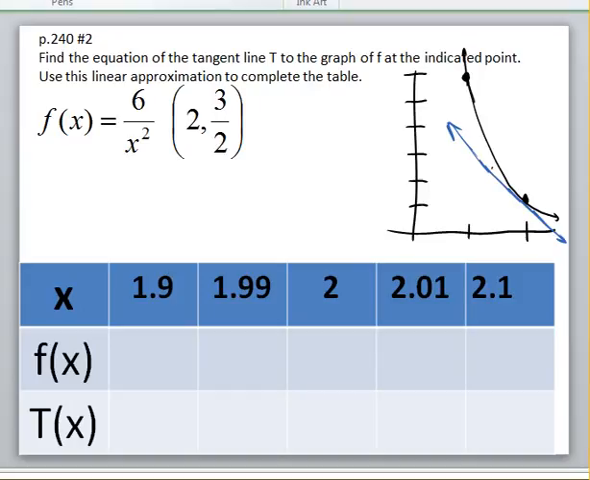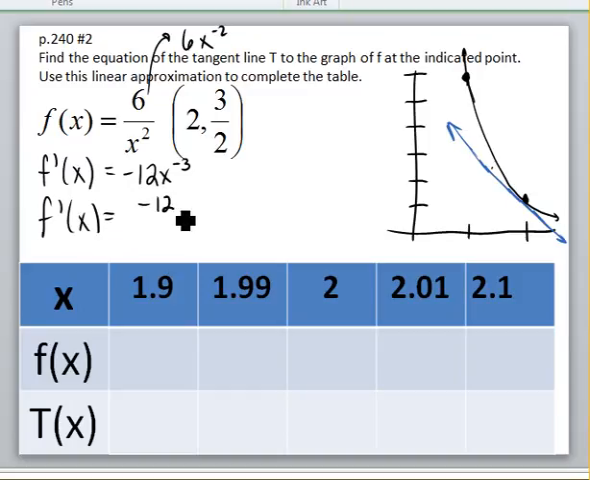So I'm going to actually find this derivative because I need it. This is actually 6x to the negative second. So my first derivative is negative 12x to the negative third. So I'll rewrite that as negative 12 over x cubed. This is going to let me be able to find that tangent line to the curve.